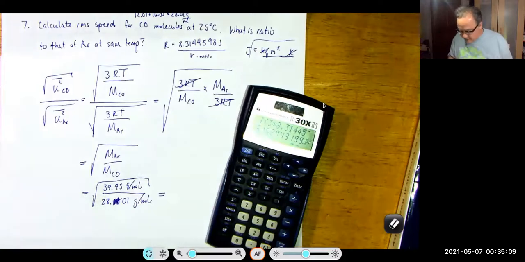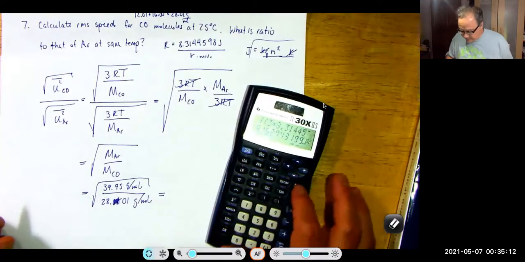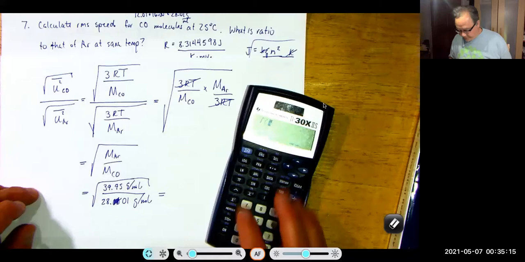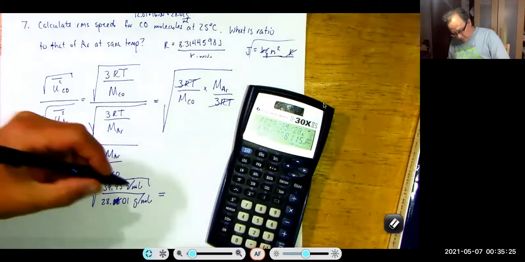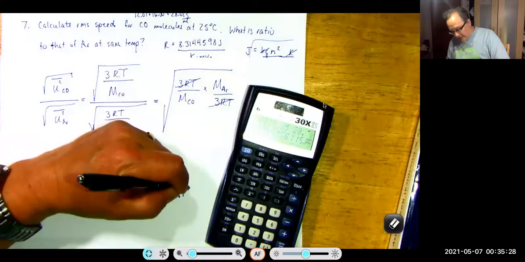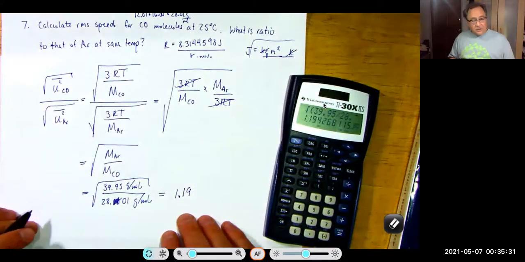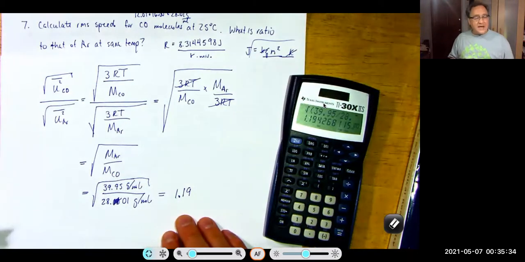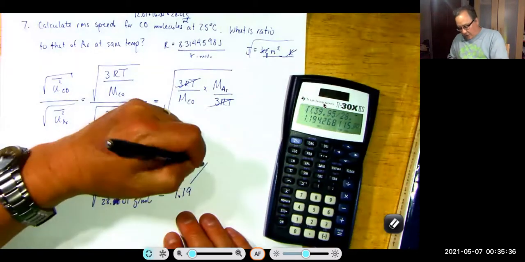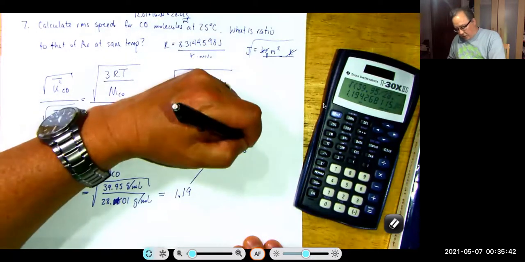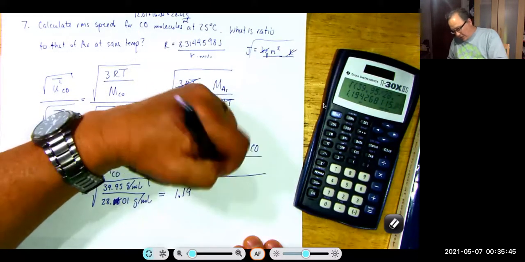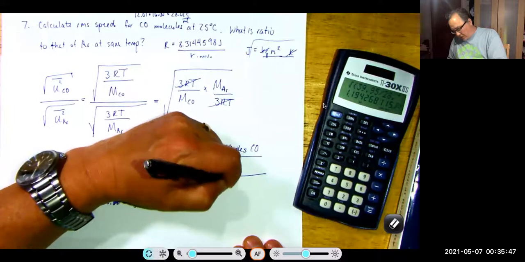So let's do this one now. I'm going to clear. I'm going to do my square root of 39.95 divided by 28.01. And I get 1.19. So that is the ratio of the RMS speeds, 1.19. So what does this mean? This means 1.19 moles of CO2 per hour versus maybe 1 mole of argon per hour.